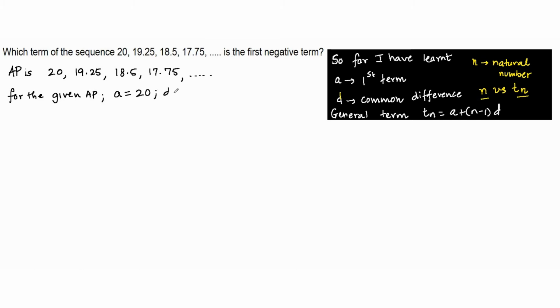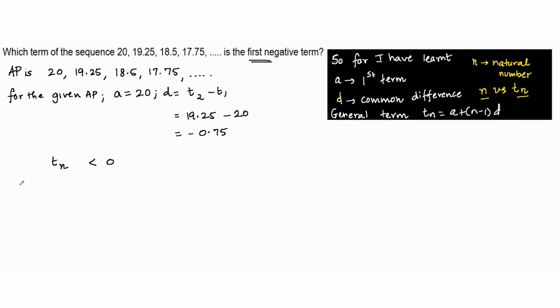Common difference is the difference between the second term and the first term. So that is 19.25 minus 20, which is equal to minus 0.75. And now we have to find which term is the first negative term. So basically there is some nth term which is less than 0, right?